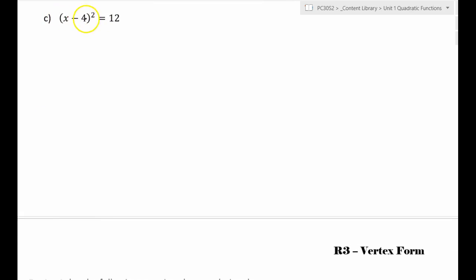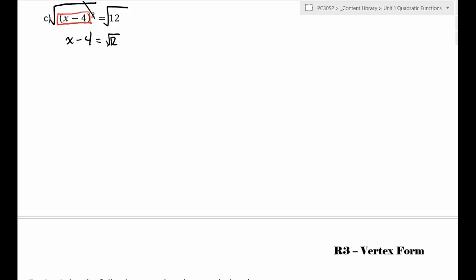Last one, because both of these pieces are under our square, they're inside the brackets, and then the square is applied, we actually have to treat this whole piece in the square, which means that I'm going to take the square root before I start manipulating it around. So I need to get rid of the square so I can remove those brackets and work with x minus 4 equals the square root of 12.